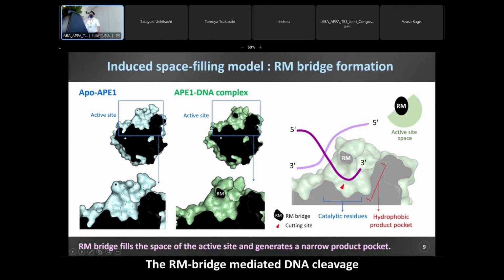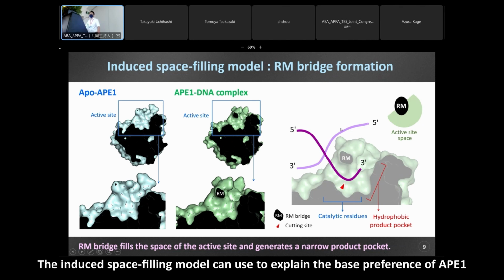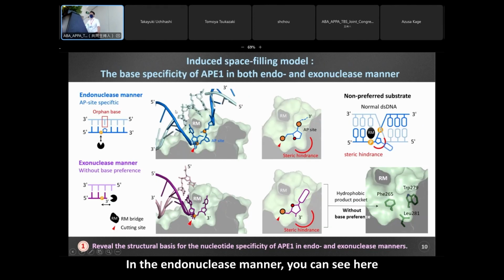For the RNA bridge-mediated DNA cleavage, we use a model to describe it. The model is called the induced space-filling model. And the induced space-filling model can be used to explain the base preference of APE1. So in the endonuclease mode, you can see here, the RNA bridge inserts into the duplex DNA between the open base and the AP site.